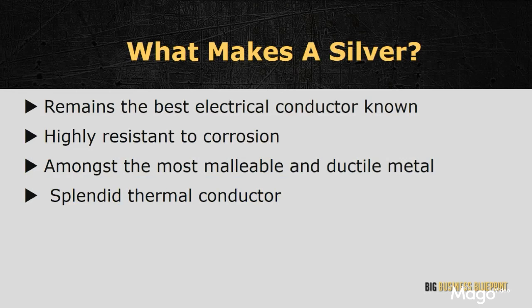Silver, just like gold, has been used across time. Research shows that silver is used mostly as coins since early days. However, unlike gold, silver has a variety of industrial and commercial applications. This is because silver is more flexible in its characteristics than gold. It remains the best electrical conductor known to man, highly resistant to corrosion. It's among the most malleable and ductile metals, and it's a splendid thermal conductor.